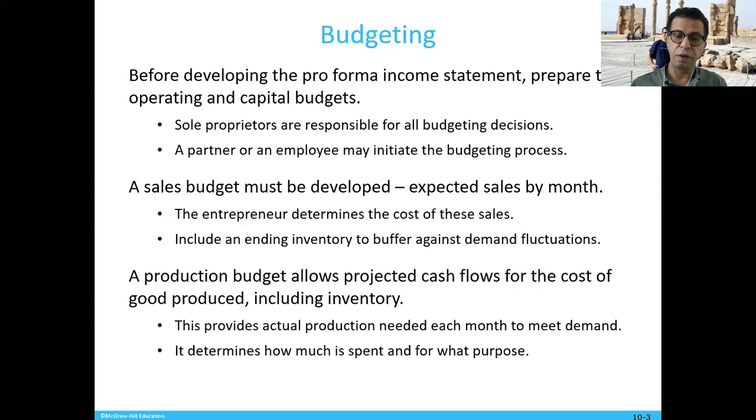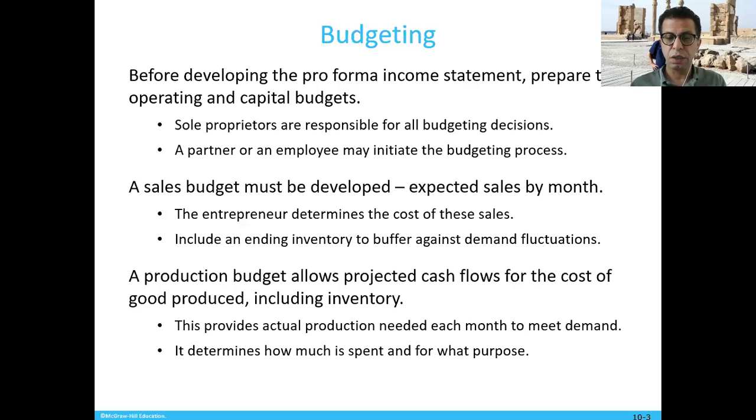Now, when you determine the cost of the sales, then you can really come up with a strategy of how you're going to mark up your products and how to make it profitable. Include an ending inventory to buffer against demand fluctuation. You also need to tell the investors and tell yourself how much you have in your inventories, because when an entrepreneur runs out of the product or the service, then you will lose customers there.